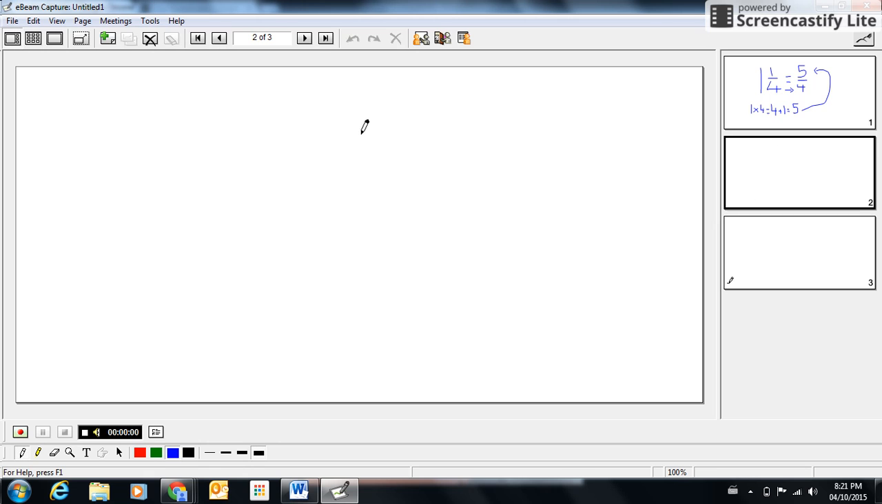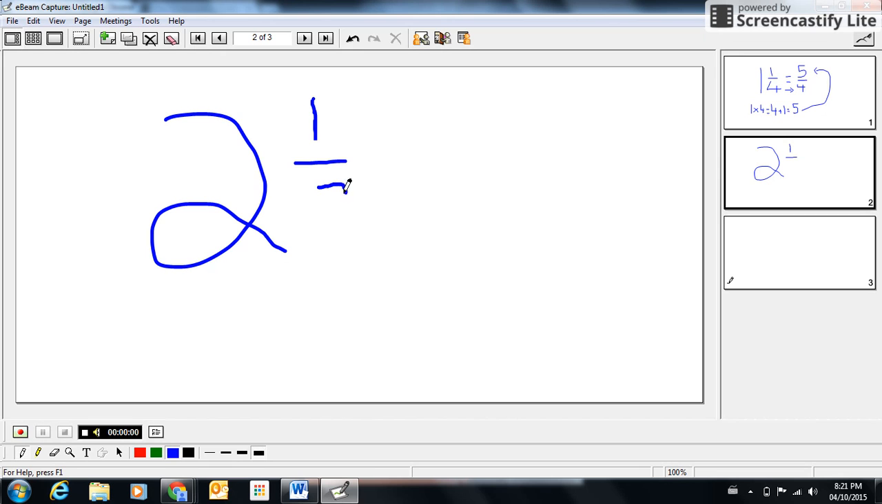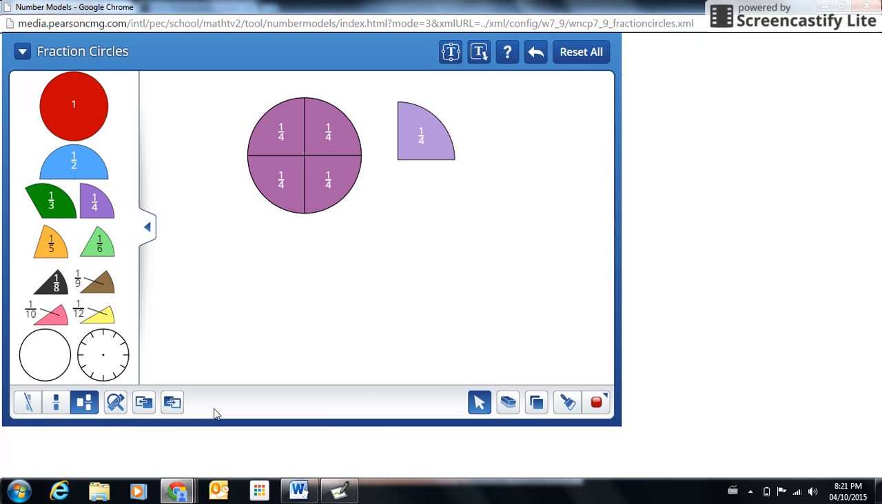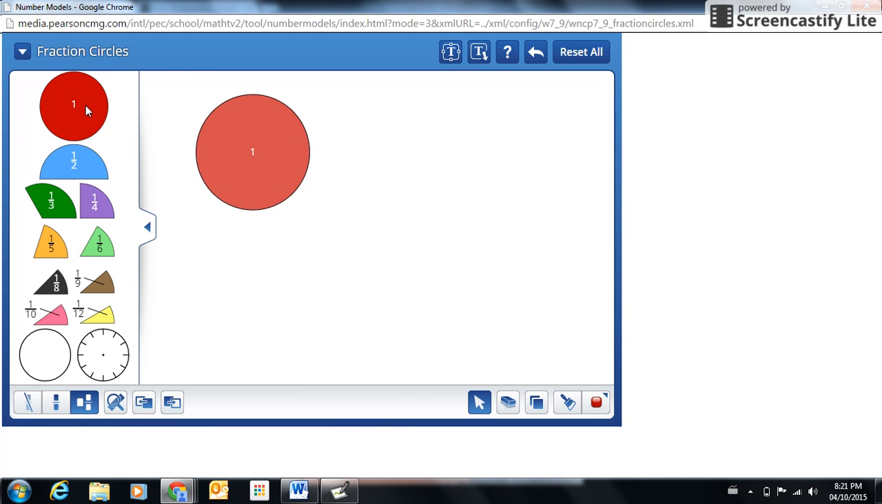Let's try another one. Let's just do 2 and 1/3. Okay, so can we rewrite that as an improper fraction? Well, let's go back to the fraction circles here. So we said 2 and 1/3. All right, so there's 2 and 1/3.